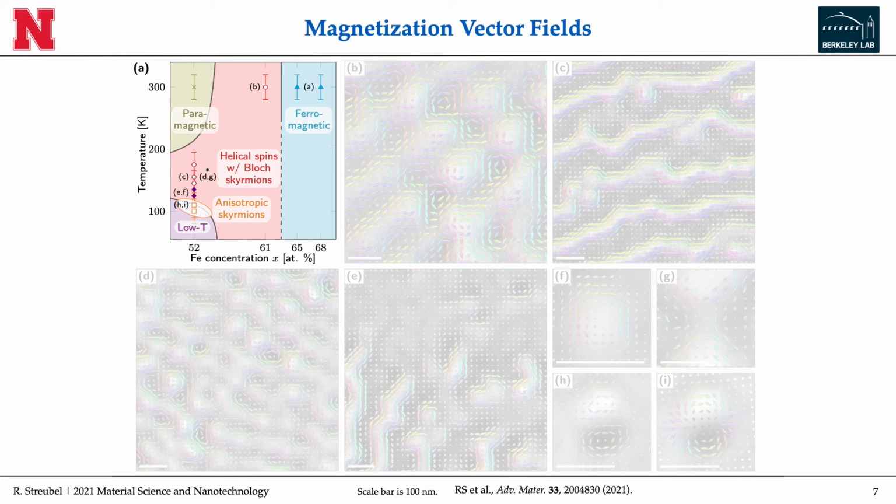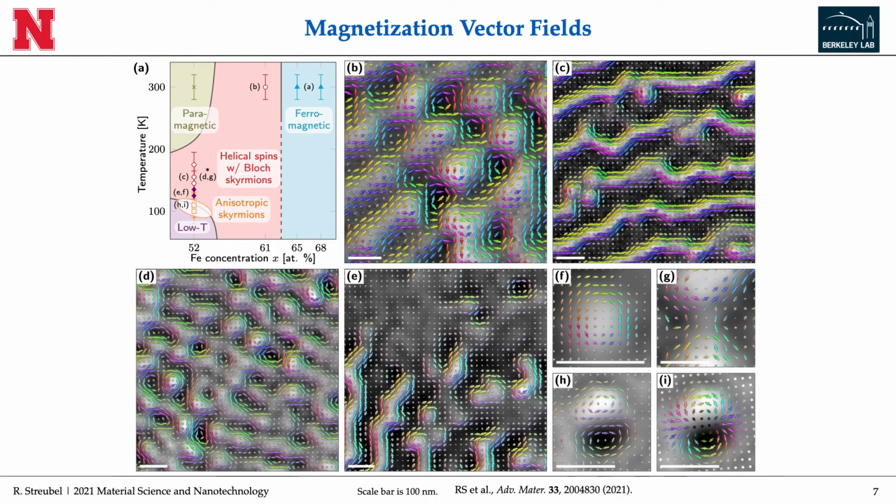Now those results we then further took into account when imaging our magnetization vector fields with Lorentz microscopy, which you can see on this slide, and where we assembled a magnetic phase diagram as a function of temperature and iron concentration. For large iron concentration, we observe, let's say, a trivial soft magnetic ferromagnetic state. At 60% iron and below, we observe a slightly disordered helical spin lattice, which is decorated with symmetric and isotropic Bloch skyrmions. And at low temperature, we observe anisotropic skyrmions and also a low temperature phase, which shows a very small or vanishing magnetic contrast.